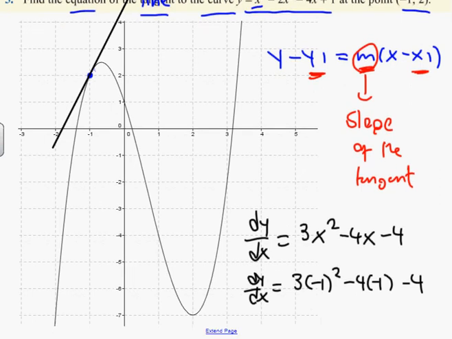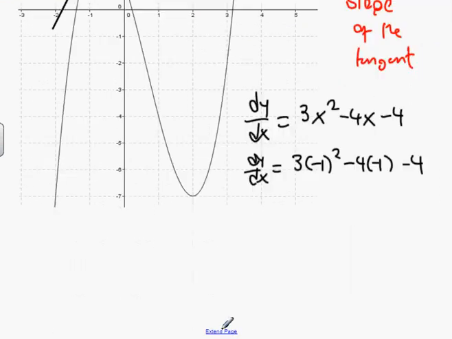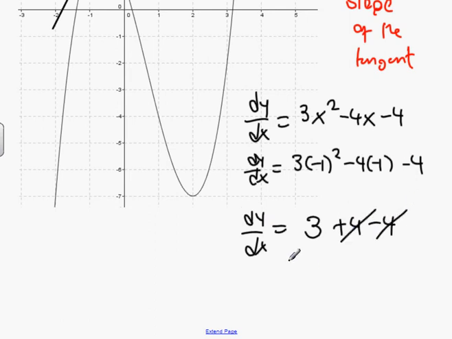We're expecting a positive answer, aren't we? Now you wouldn't know that because you're not going to be drawing these out, but I'm just explaining from our graph. If you were to draw it out, you'd be expecting a positive answer. Let's see if that's the case. 3 times -1 squared, 3. -4 by -1, plus 4. Take away another 4. The 4's cancel. The slope is 3. This means the slope of your line is 3.